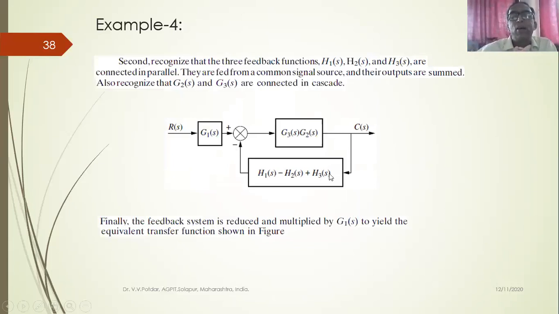Now once all these summing points are merged, I get a single block here. Now this becomes a simple problem. I can eliminate this feedback loop. How? G3 G2 upon 1 plus G3 G2 into all these terms will give me a single block, isn't it? And once I get a single block, multiplying it by G1(s) will give me one more single block, and I can get C(s) by R(s).